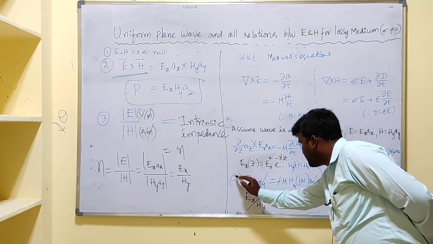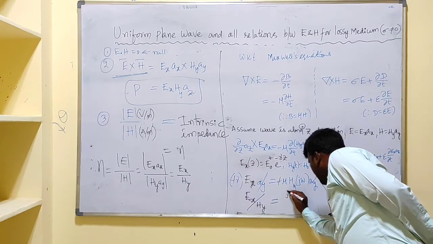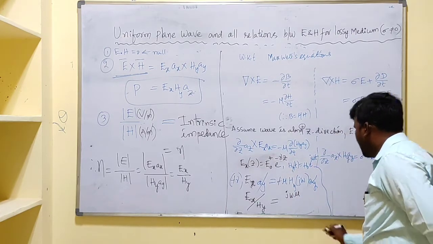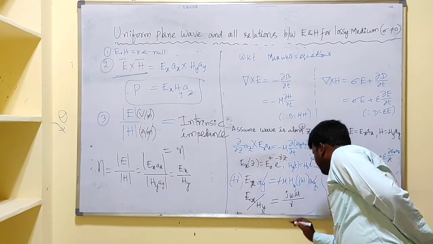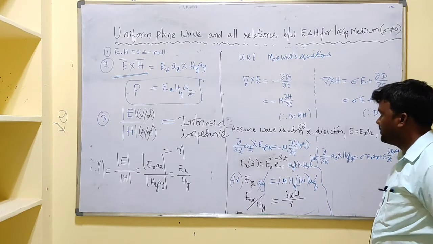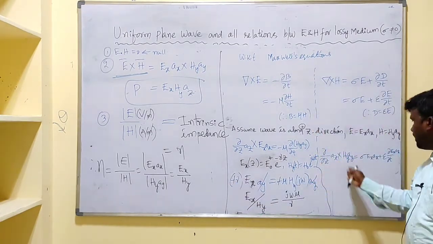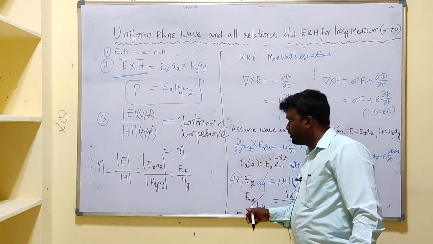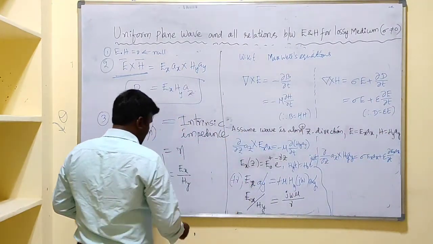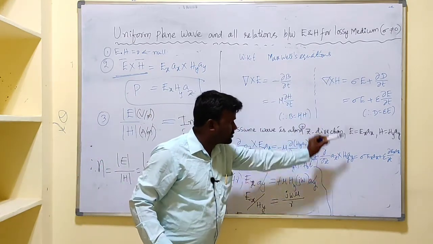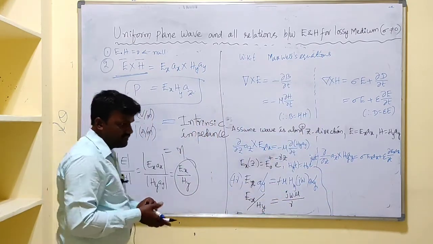This minus cancelled out, j omega mu by gamma. Now let us go for this one only. Okay, we will focus on this part later. Let us go for this one only, that is Ex by Hy, because we require this one, Ex by Hy. Of course, if you solve this part also, we will get Ex by Hy only.